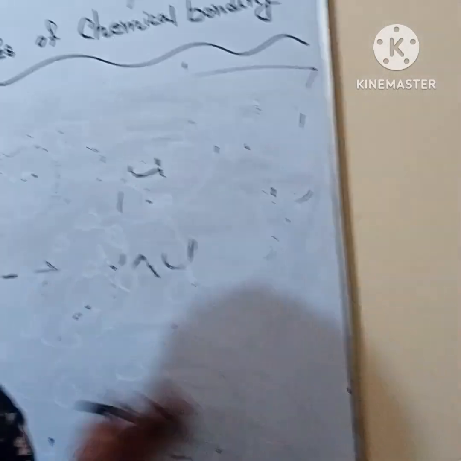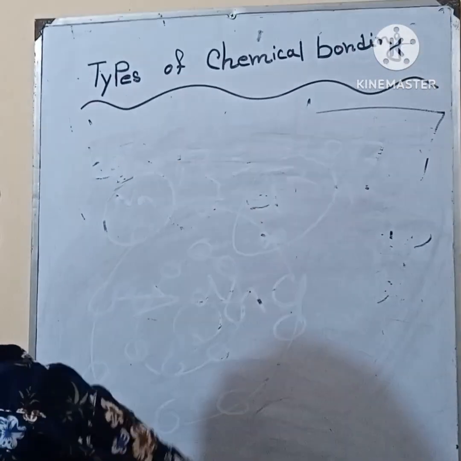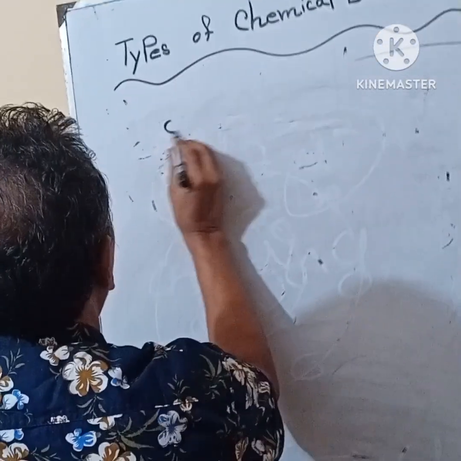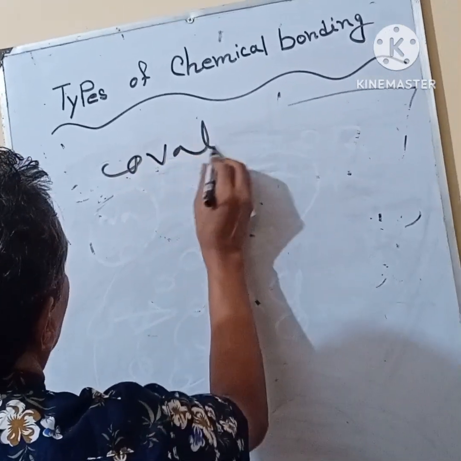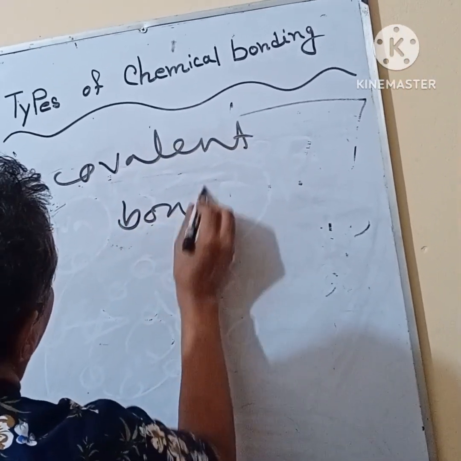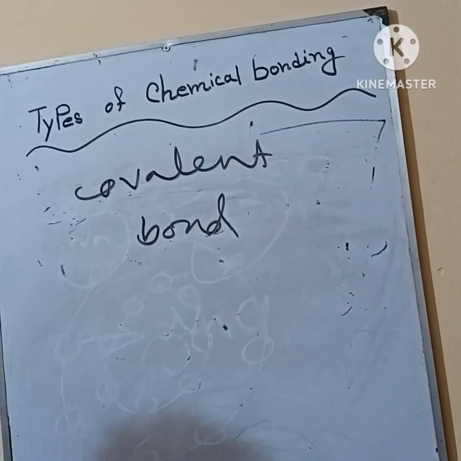Now, covalent bond. What is a covalent bond? It is a sharing system.